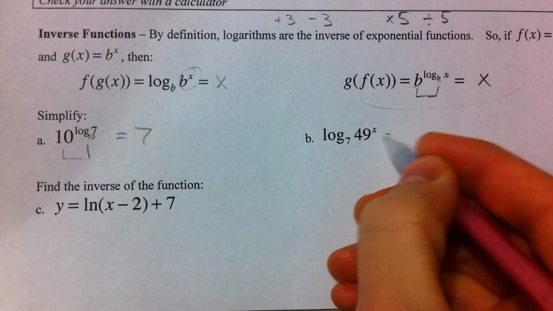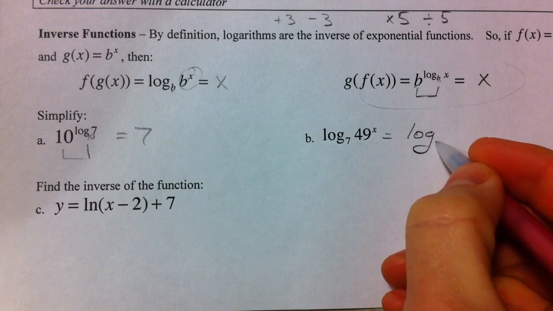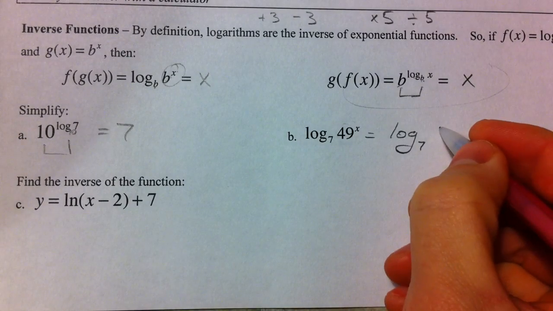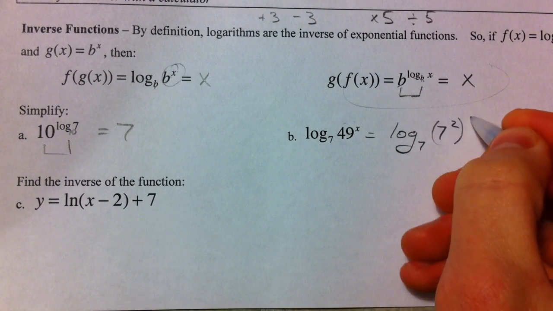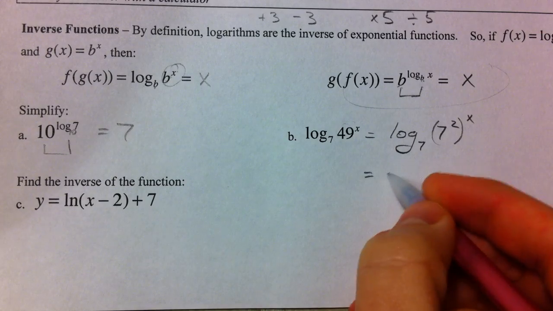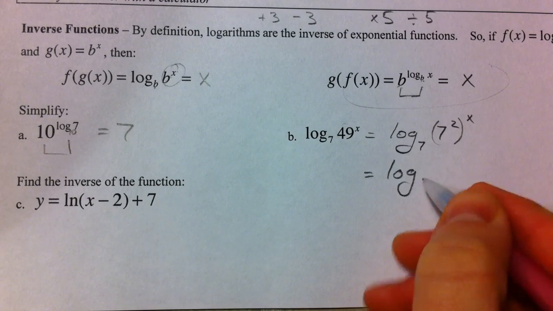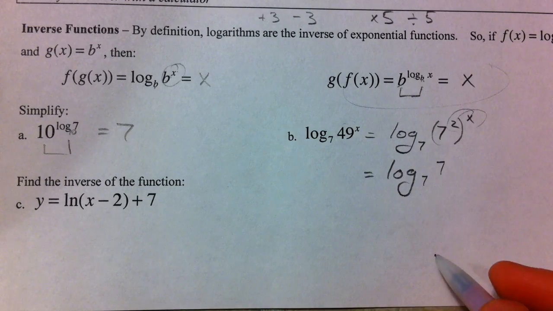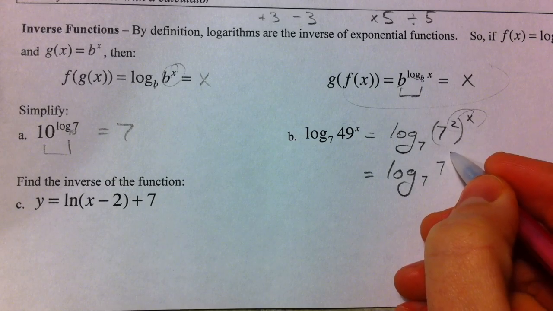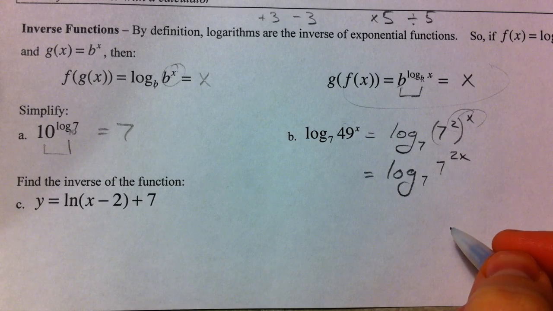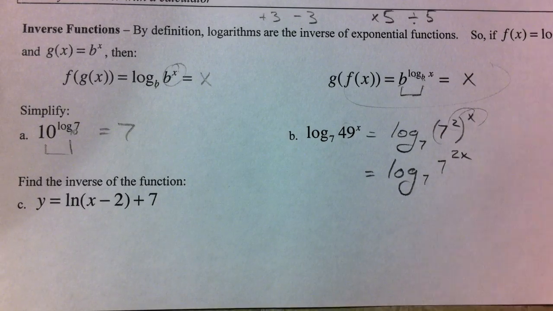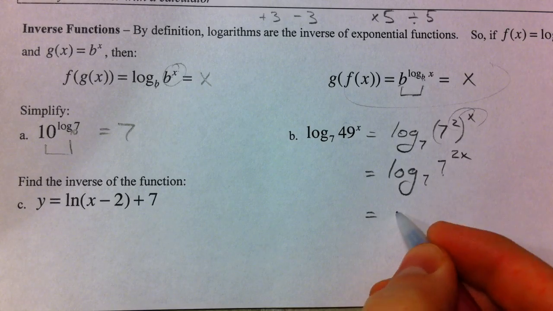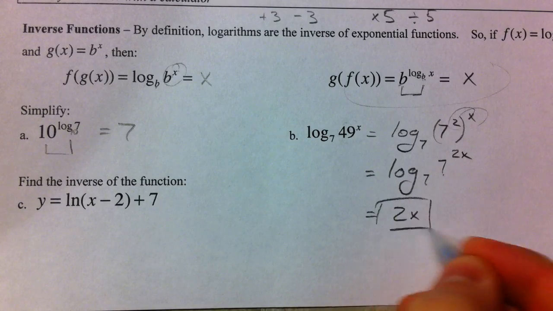This is not quite the same, and so we have to adjust it, because this is base 7, but this is base 49. But we can adjust our 49 so that it's 7 squared, and so then it's log base 7 of 7, and we can multiply those exponents. We're raising a power to a power, so that's to the 2x. And so finally, base 7, and so this is equal to 2x.